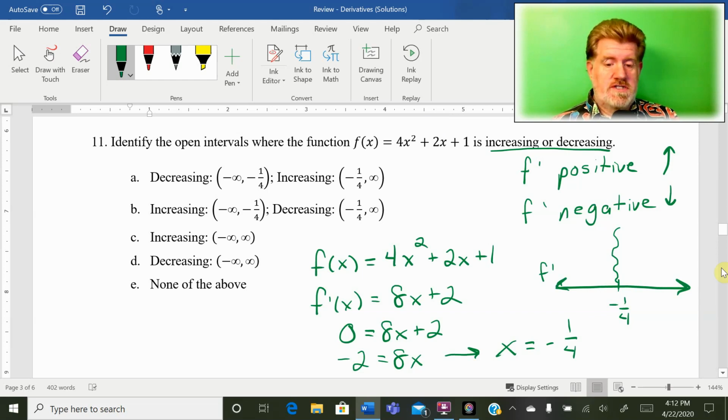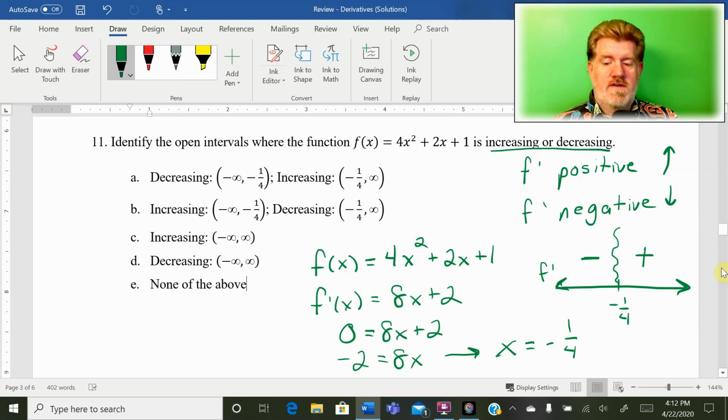If I plug in 0 to this, I get a positive number. I get 2. If I plug in a number less than negative 1/4, it doesn't matter what you choose. Some people pick negative 1. I pick negative 100. Whatever you feel like. So you pick negative 1. 8 times negative 1 is negative 8. Negative 8 plus 2 is negative 6, so it's negative.